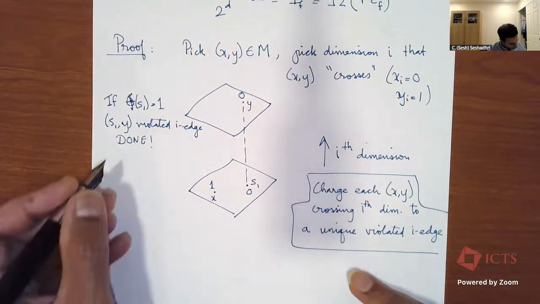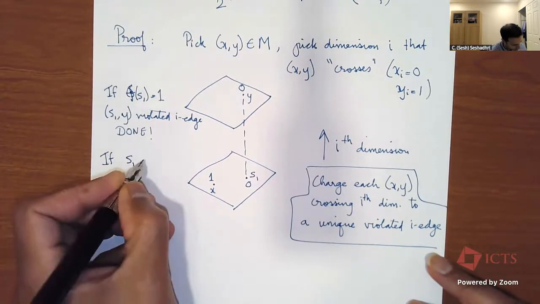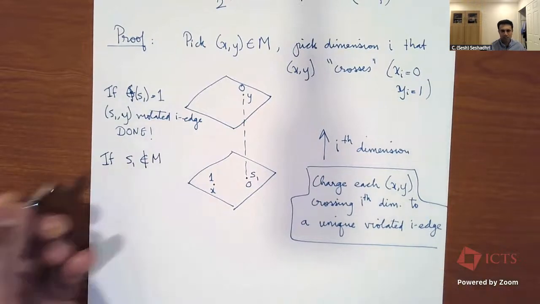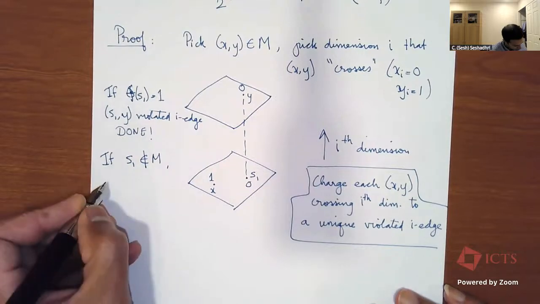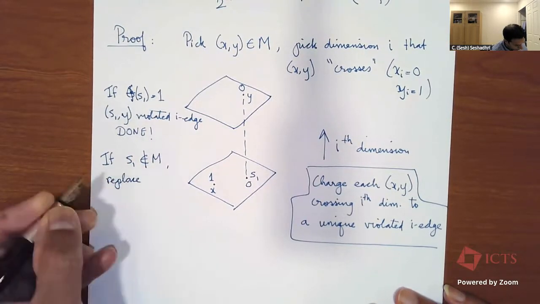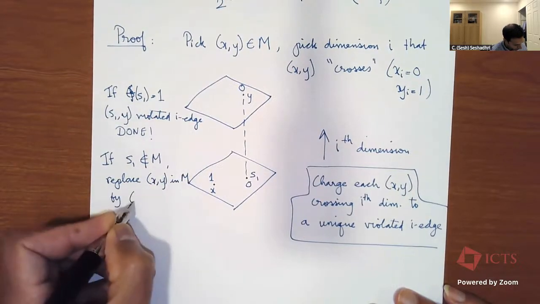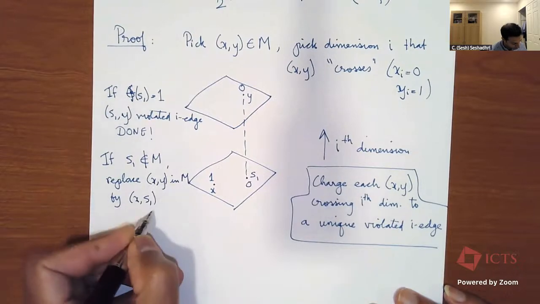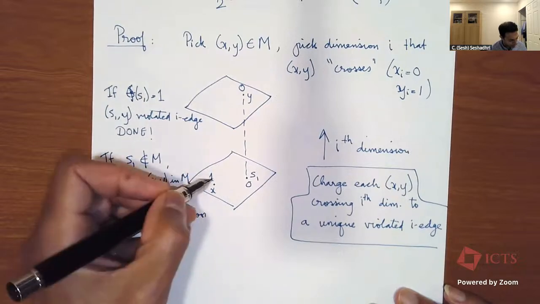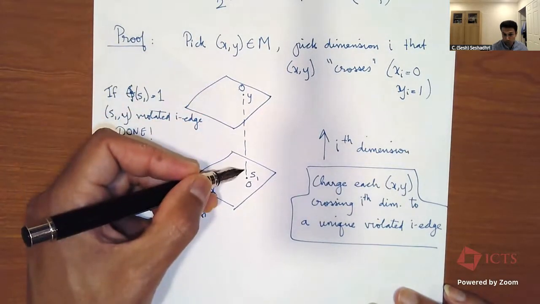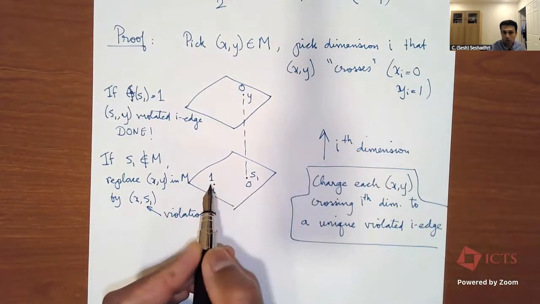Okay, now, if I'm going to abuse notation and say S1 is not in M, which means that S1 doesn't participate in anything in M, then what I can do is I can replace xy in M by xS1. This is also a violation, right? Because x is less than y, and all I did was project. I just changed the y coordinate, the i coordinate, to 0. So this is also a violation.